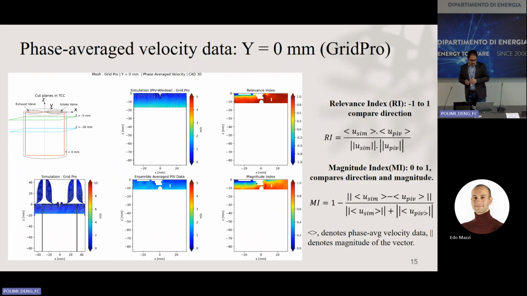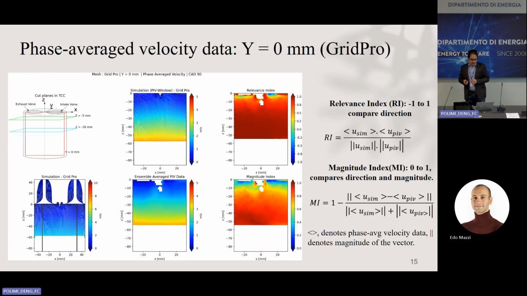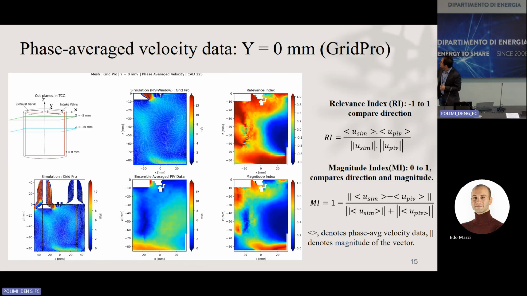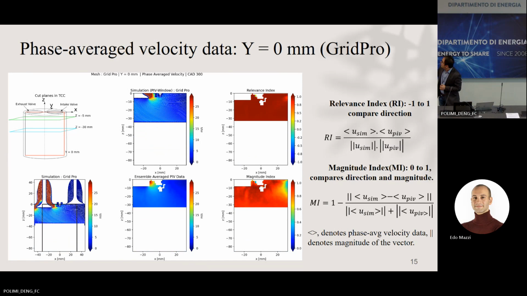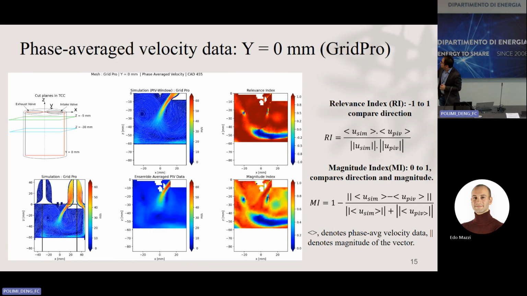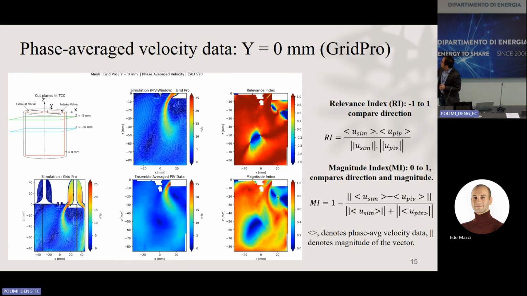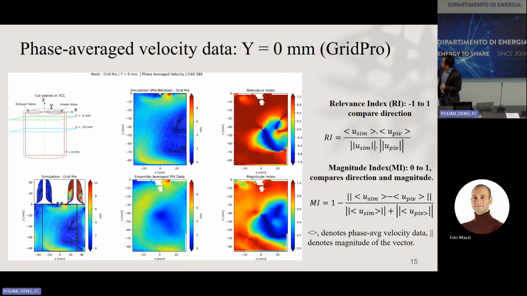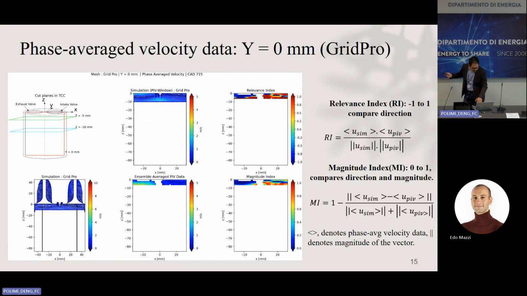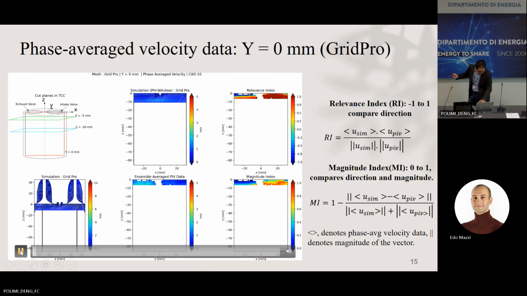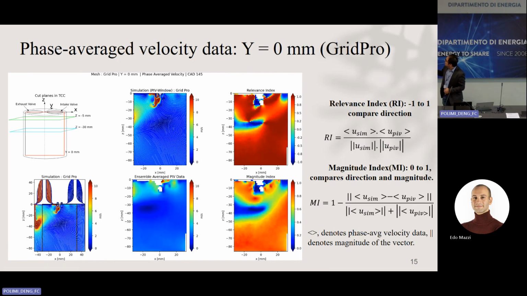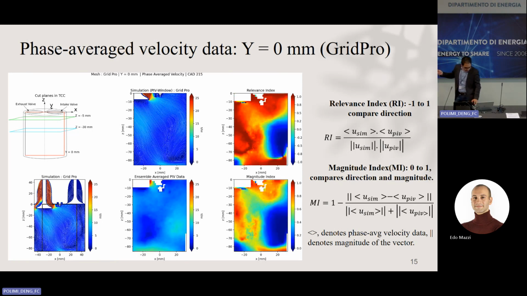So starting with the phase average velocity. Here you see the simulation data, and here it's the same but with the PIV window. At the bottom is the experimental data, at the right is the relevance index, and at the bottom is the magnitude index. I will just play a bit more. Yeah, so now it's the exhaust stroke. Now I would like to just pause.